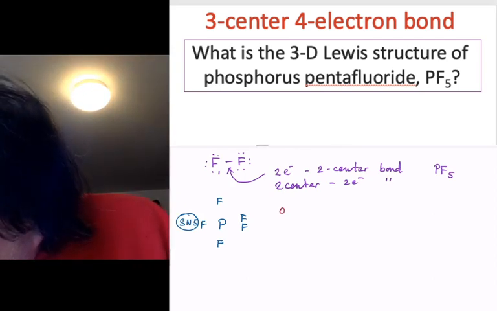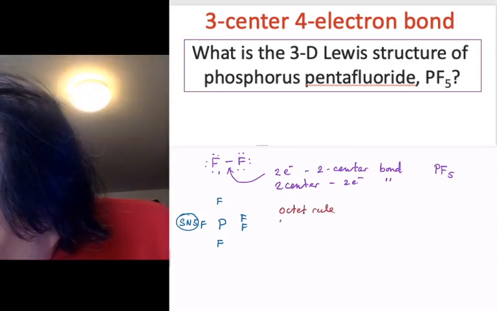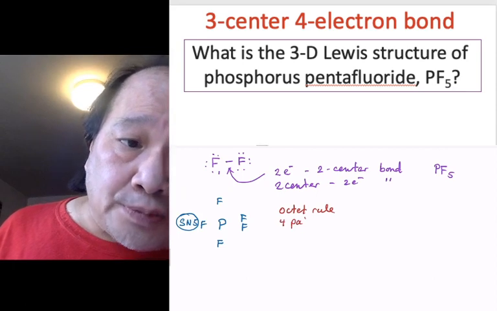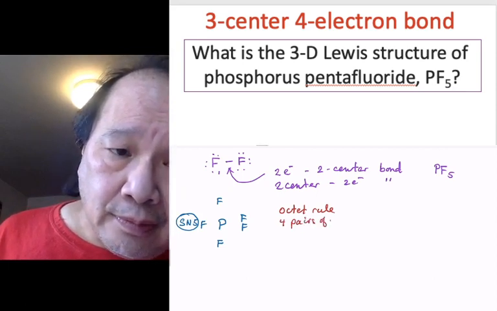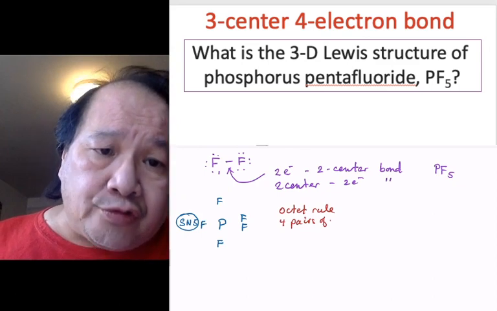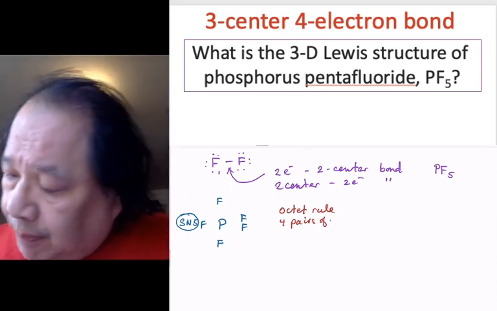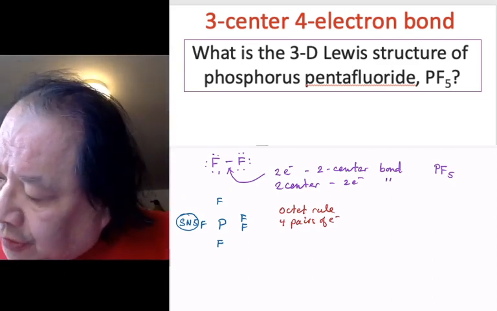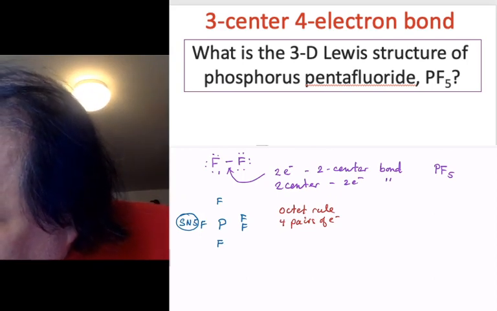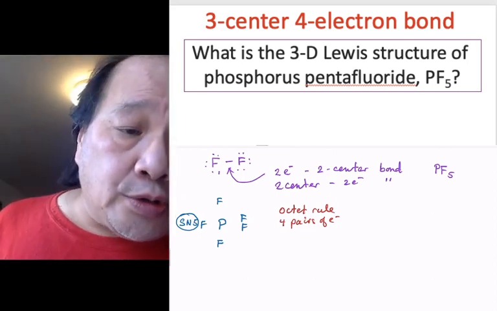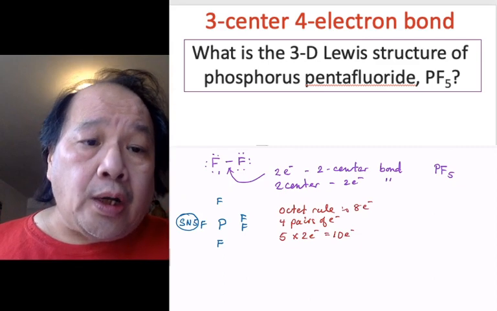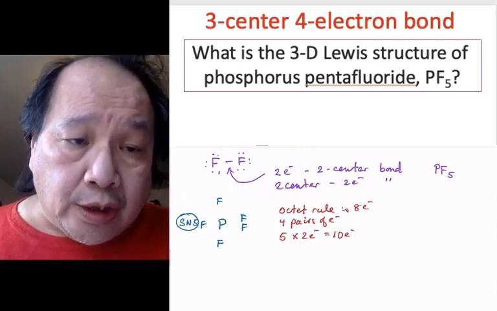because this molecule is going to obey the octet rule. The octet rule is 4 pairs of electrons. But that phosphorus looks like it's bonded to 5 atoms. It cannot be 5 2-electron, 2-center bonds, because 5 times 2 electrons is 10 electrons. And the octet rule is 8 electrons. So we're not going to be drawing 5 2-center, 2-electron bonds. What we are going to do is use the techniques that we've developed in this lecture.